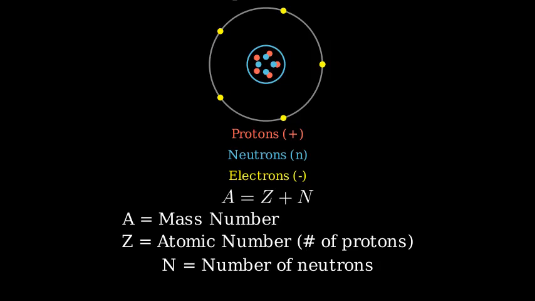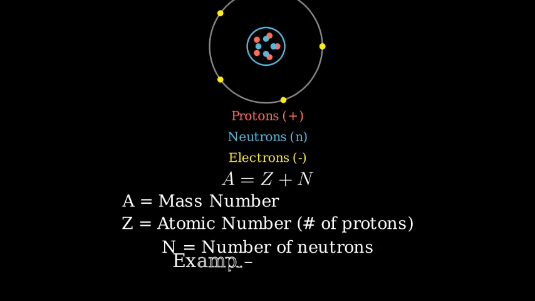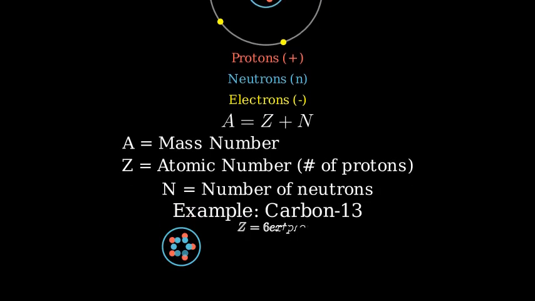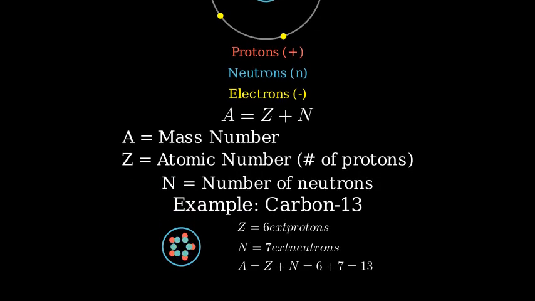Let's solve an example using carbon-13. Carbon always has 6 protons, so Z equals 6. This particular isotope has 7 neutrons, so N equals 7. Therefore, the mass number A equals 6 plus 7, which gives us 13.